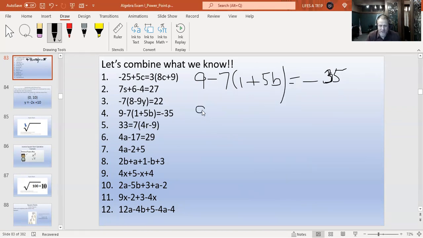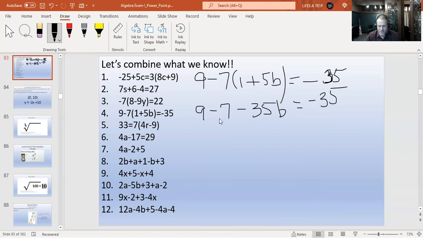No. Can we do the distribution method? Yes. -7 times 1 is -7. -7 times 5b is -35b. Getting ahead of myself. Okay. All right, equals -35.